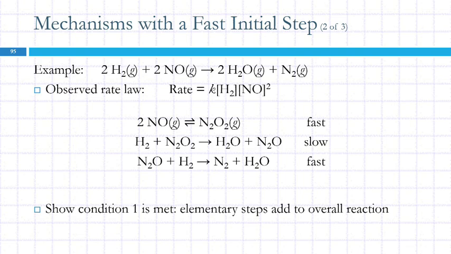No, they're not. What happens first is that 2 of the NOs will collide and make N2O2. And then one of the hydrogens is going to react with the N2O2 to make water and N2O. And this N2O is going to react with the other hydrogen and make these guys. So this is an intermediate that gets formed in the first step, consumed in the second step. This is an intermediate that's formed in the second step, consumed in the third step. We cannot see those in the overall reaction.